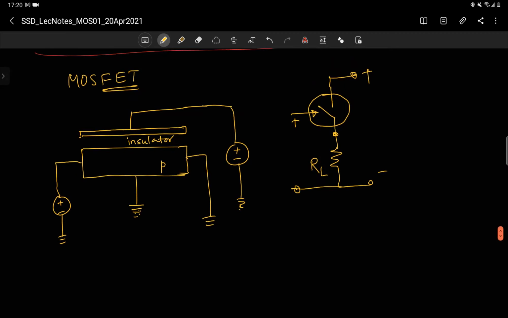In 1960, this MOSFET was first successfully made, even though it was proposed, I think, in 1926 or 27. That was the year this concept of the field effect transistor came up. Why is this called field effect? Because you are actually depleting this charge by applying a field like this. So that is the field effect. That is why it is a field effect transistor, because you have changed it.